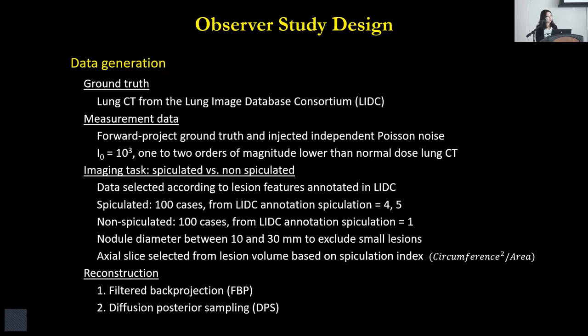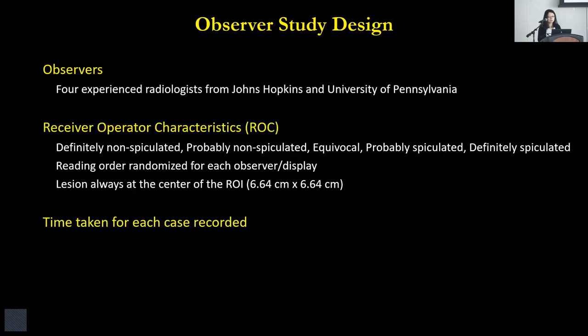For reconstruction, we did 2 types of reconstruction. One is good old FBP reconstruction, and the other is diffusion posterior sampling. For observers, we recruited 4 very brave radiologists from Johns Hopkins and University of Pennsylvania who were willing to try out these new display methods. The observer study we designed is a receiver operating characteristic, or ROC, study. We present 1 lesion to the observer and ask them to pick one of 5 graded responses: definitely non-spiculated, probably non-spiculated, equivocal, probably spiculated, to definitely spiculated.